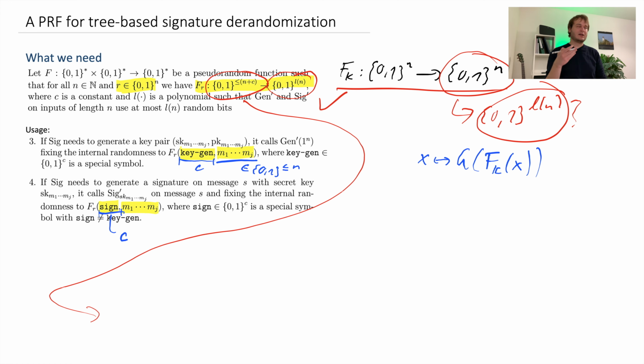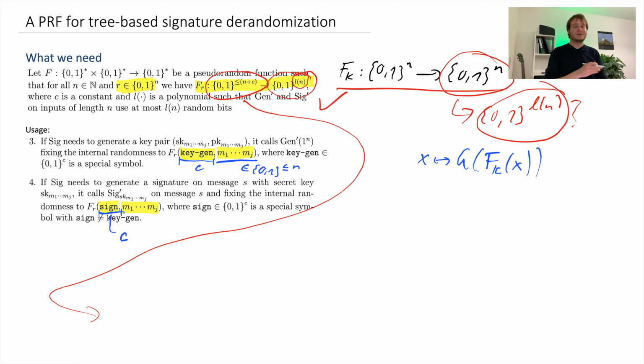You can, of course, assume that we have a PRF of the normal format already, and you can ignore this L of n for now, because we can always, like this argument that we did here, it doesn't really depend on input length or anything, it just extends the output. Okay, I'm assuming you've thought about it.